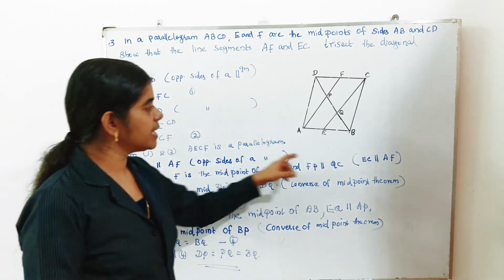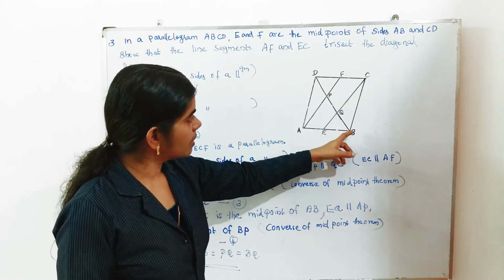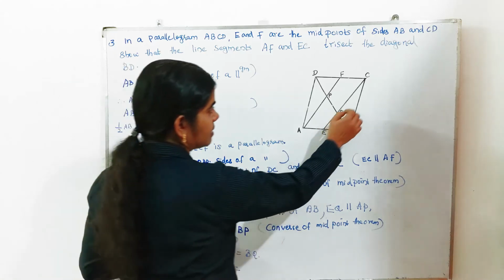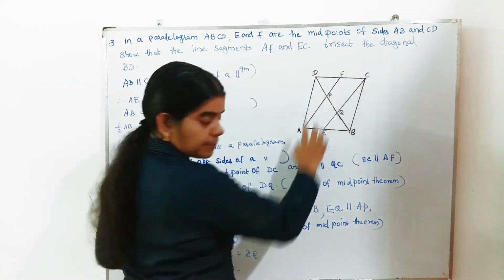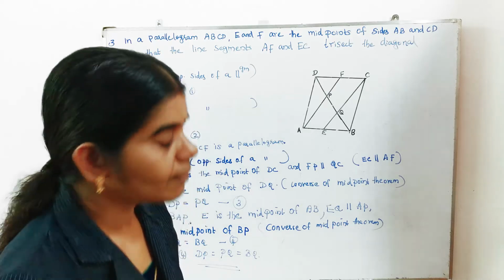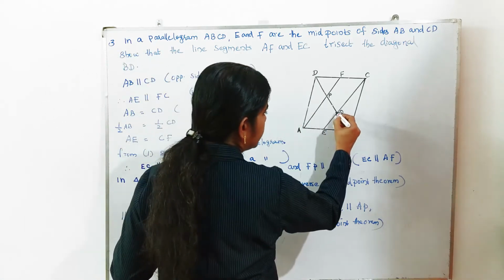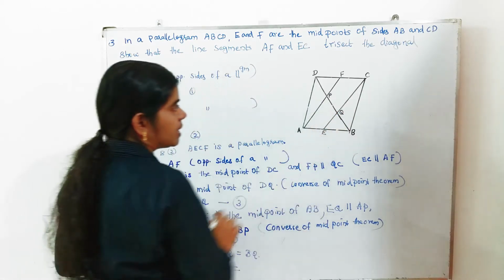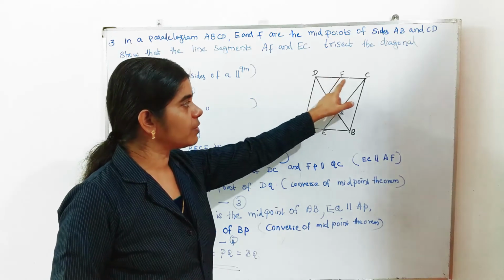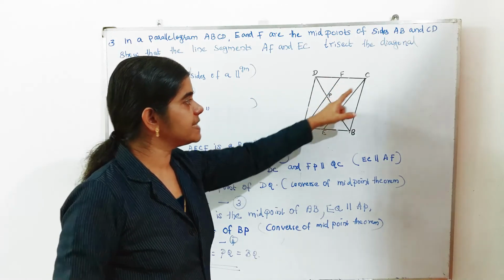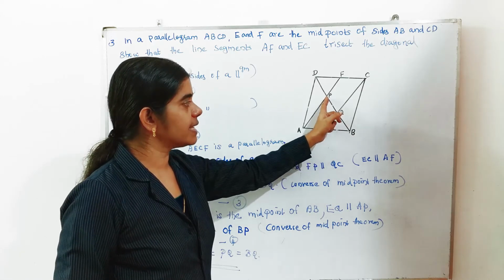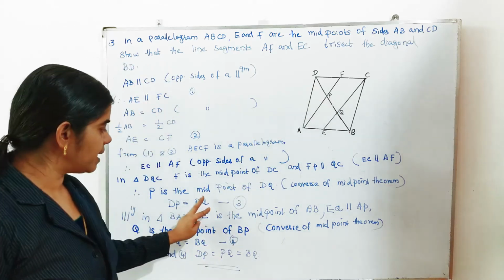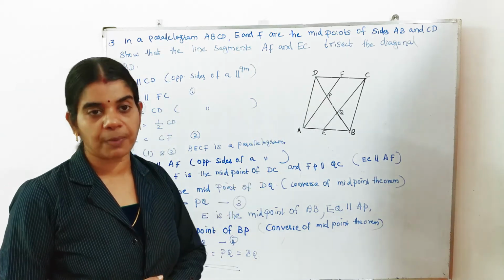Next, we are taking the triangle DQC. In that, we already know that F is the midpoint of DC and this line is parallel to CQ. So we can say that P will be the midpoint of DQ. Then we can write DP is equal to PQ by the converse of the midpoint theorem.